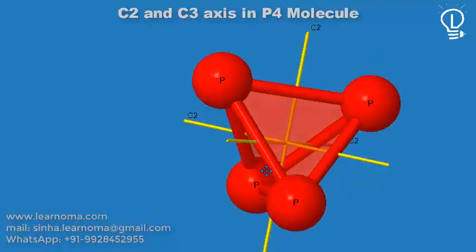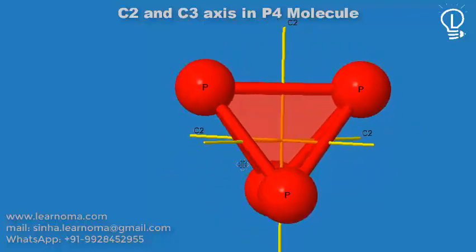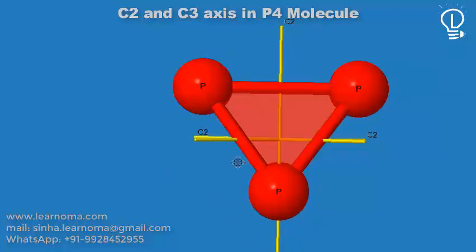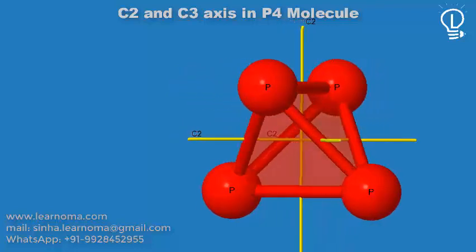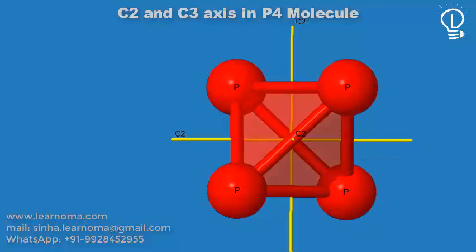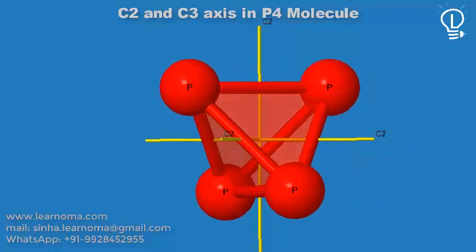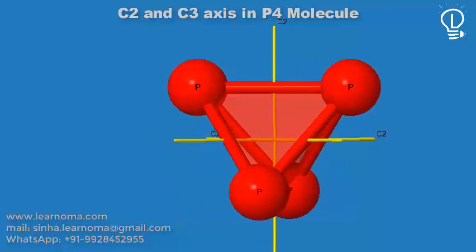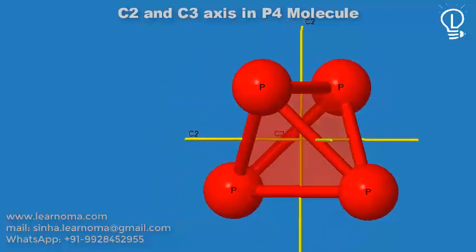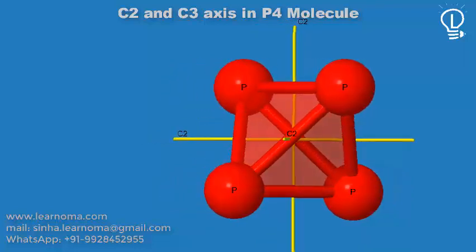Let us see this. Just watch this. See, this is your C2 axis of symmetry. And in the same manner, we can say that overall it has 3 C2 axes of symmetry.